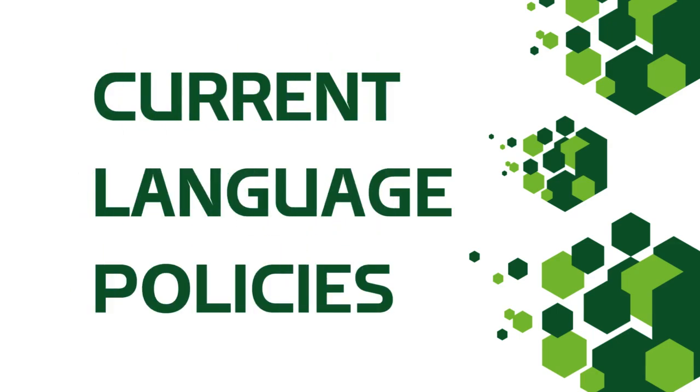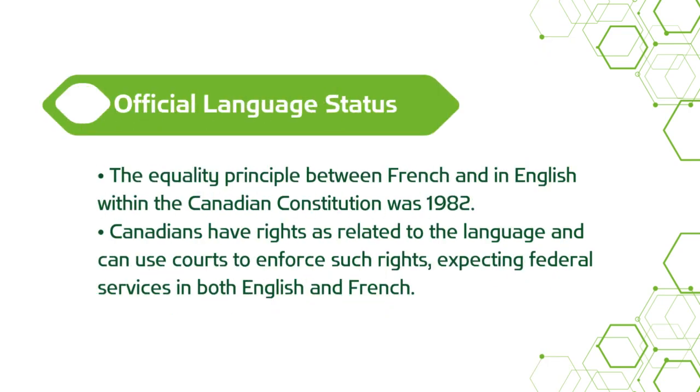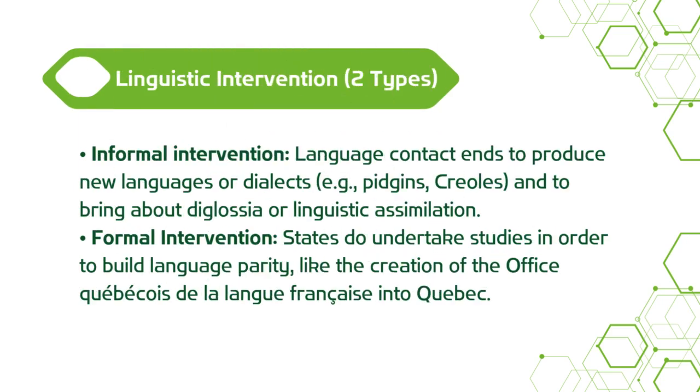Now let us move on to the language policy in Canada. We all know that French and English are its official languages, as stated earlier. But this duality, enshrined in the Canadian Constitution in 1982, guarantees the principle of equality between French and English. This means that Canadians have the right to use both languages in federal courts and expect federal services in both languages.